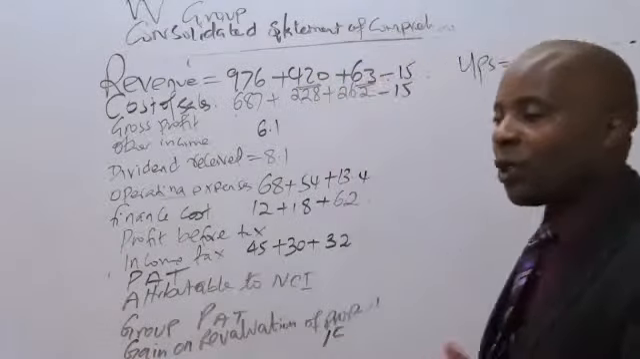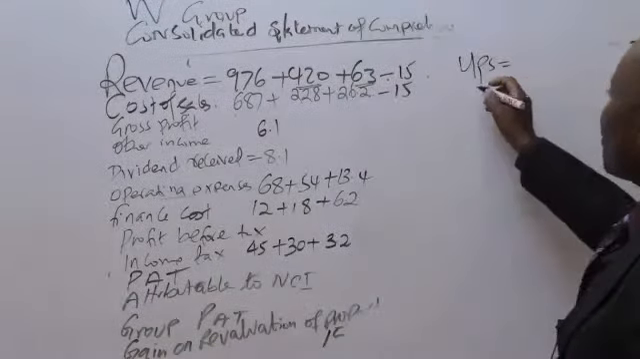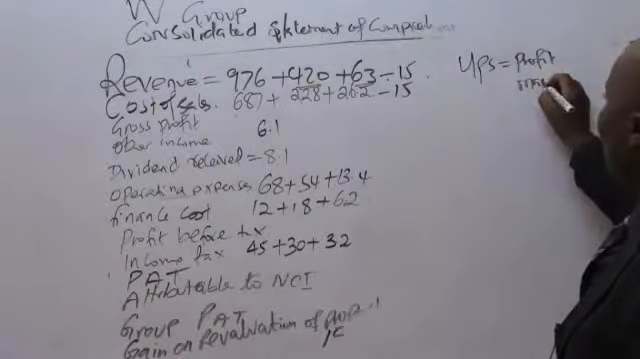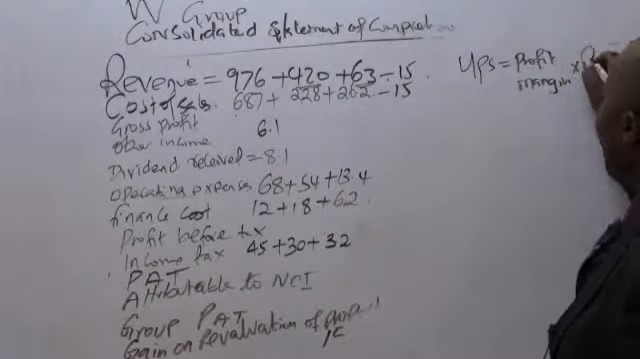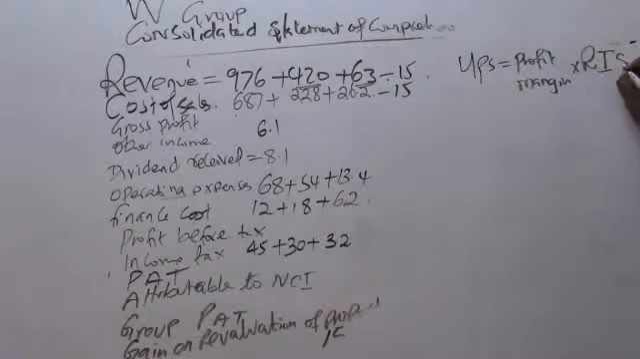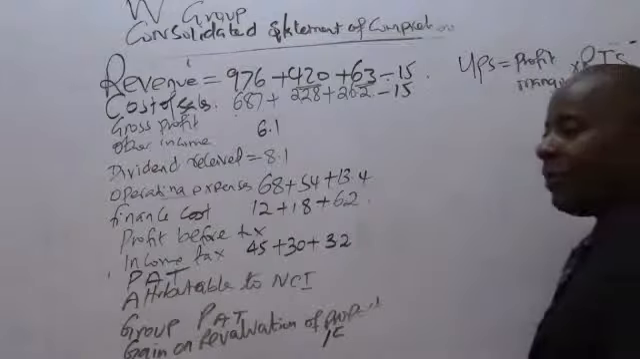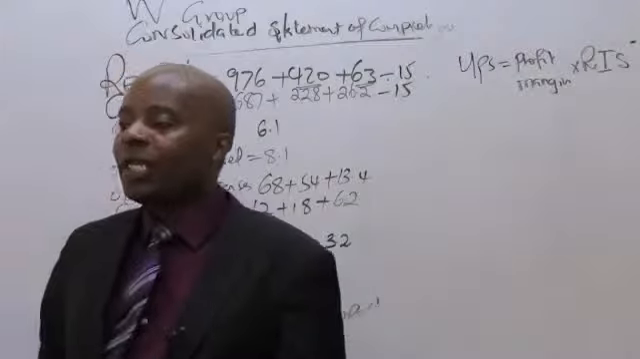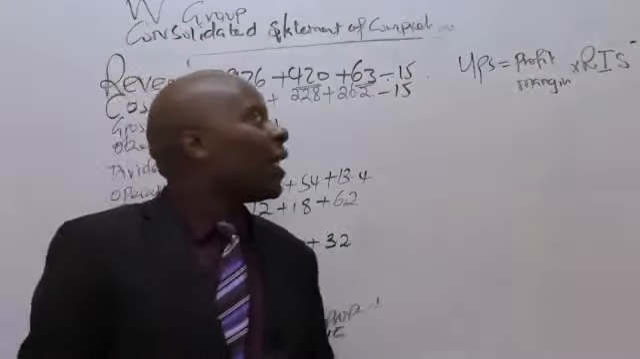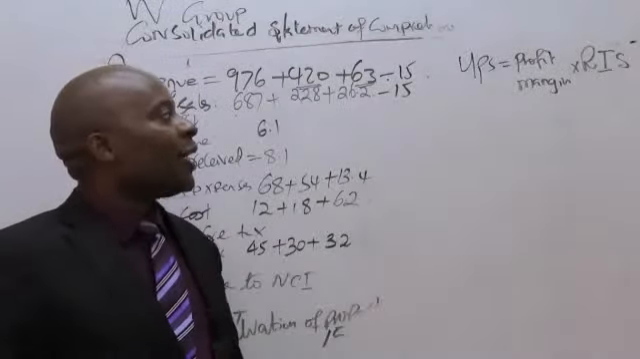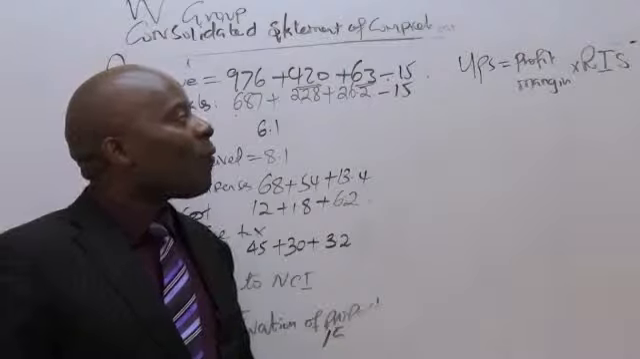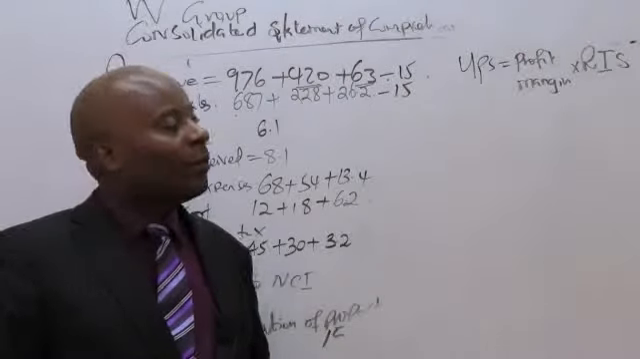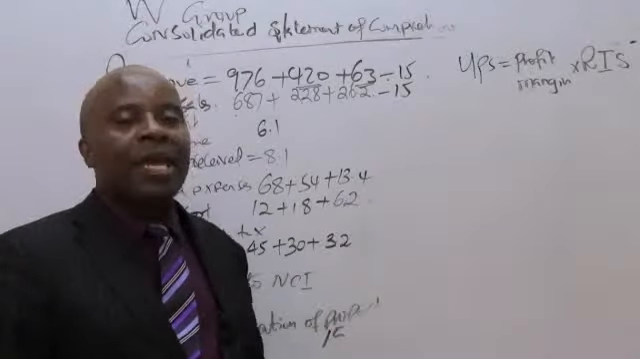As a student who doesn't want to waste time at all, to get UPS, we normally take the profit margin times remaining intra-sales. So anytime they want me to get profit and unrealized profit, I'll always take the profit margin times remaining intra-sales.